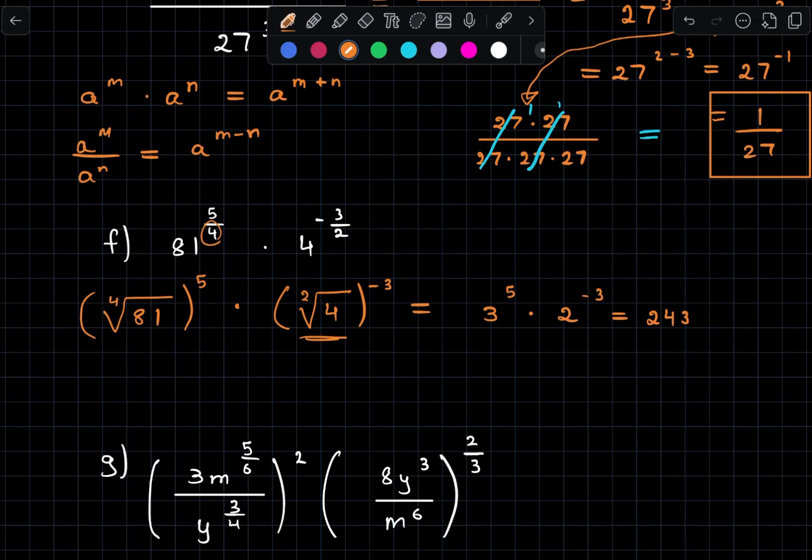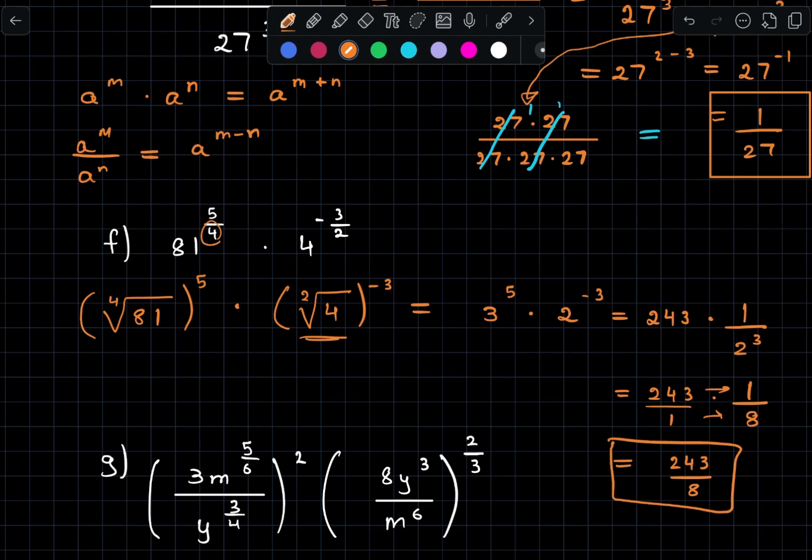Okay. Then we've got this 2 to the negative third power, which is really just 1 over 2 cubed, or 1 over 2 to the third power. So we've got 243 times 1 over 8. As you know already, a whole number is really just, if we wanted to write that as a fraction, just itself over 1. We can multiply straight across. We're going to get 243 over 8.